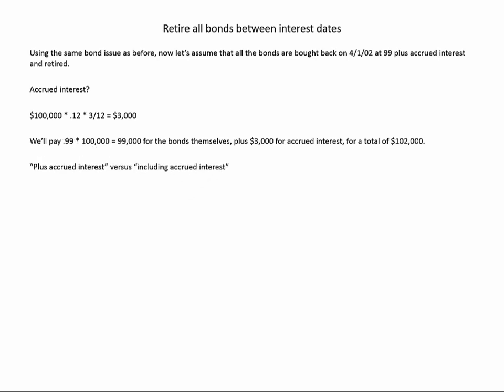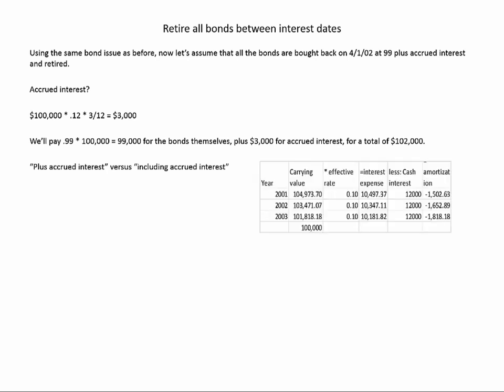Now you need to be careful when you read these problems to see how they're worded. Sometimes it'll say 99 plus accrued interest, sometimes it will say 99 including accrued interest. If this problem was written as 99 including accrued interest, that means the total cash payment would be $99,000. $3,000 of that would have been for accrued interest, and only $96,000 would have been for the bonds themselves.